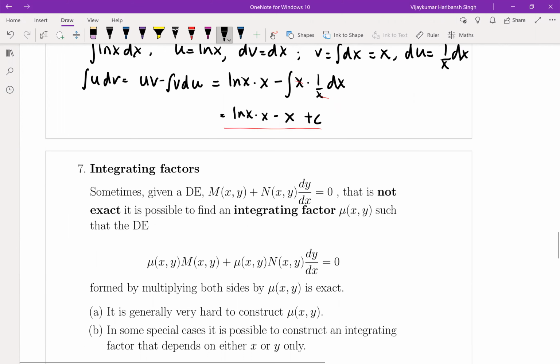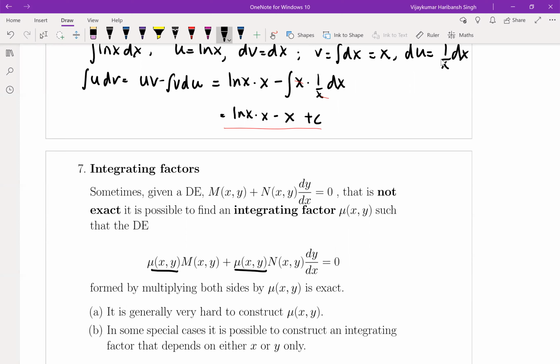So let's recall what our goal is in this. We are trying to solve a first order differential equation of the form M(x,y) plus N(x,y) dy by dx equals 0. Now suppose it is not exact, then what do we do? Sometimes it is possible to find a function mu of x,y which you multiply throughout and the equation becomes exact.